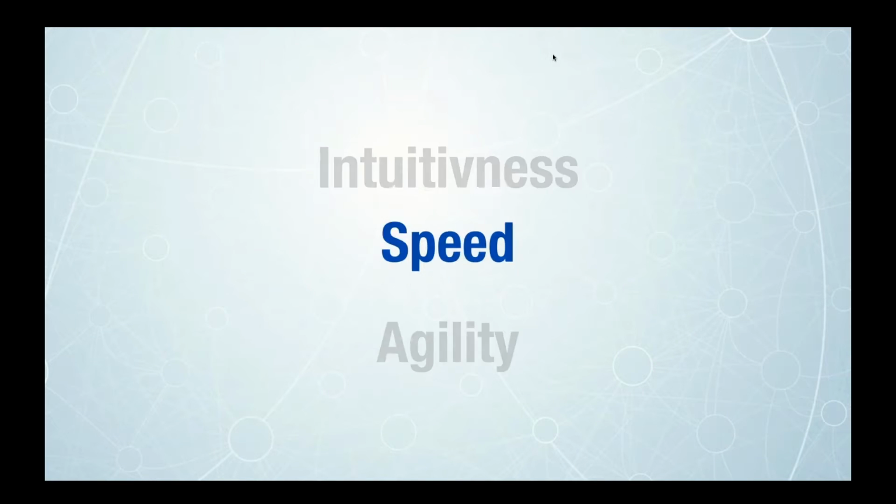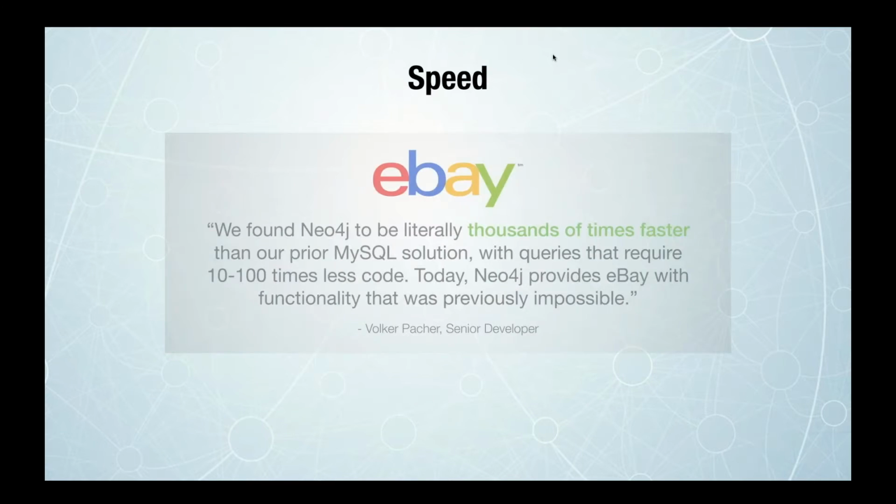The next advantage is speed, and this is mostly the speed in our queries. We'll talk about index-free adjacency in a little bit that gets to this. This allows us to traverse the graph in constant time, regardless of the size of the data. So the performance of our local graph traversals are not dependent on the size of our data set. We'll talk more about this later.